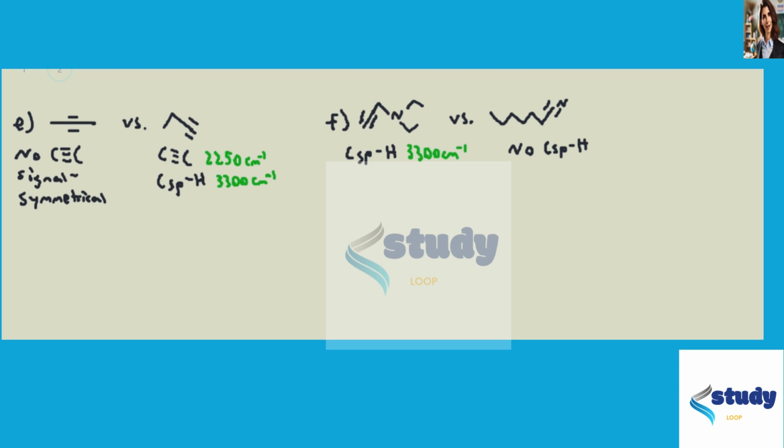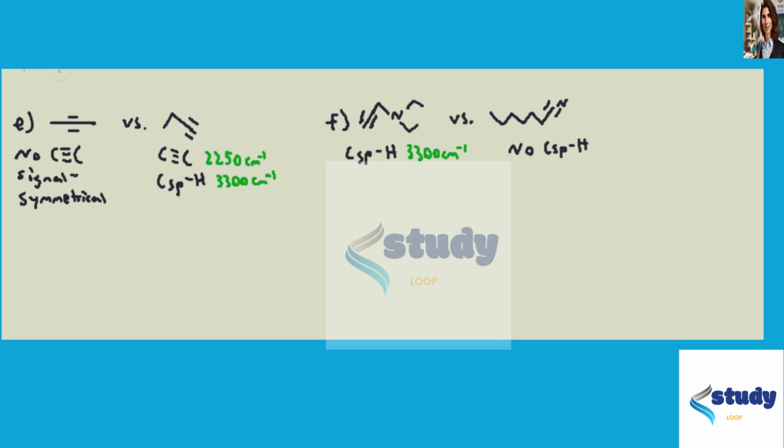For F, again, we're looking at how to distinguish these two molecules. The first molecule in F has an sp hybridized carbon bonded to a hydrogen, which will show at 3300. And the second molecule in F does not have an sp hybridized carbon bound to a hydrogen. So there will be no signal at 3300. And that's how you differentiate them.